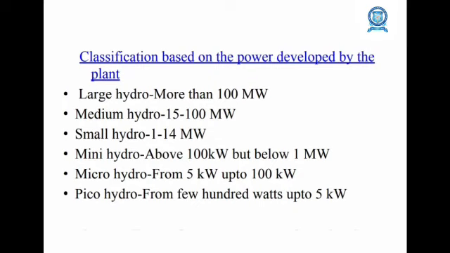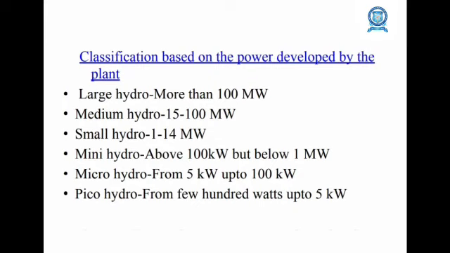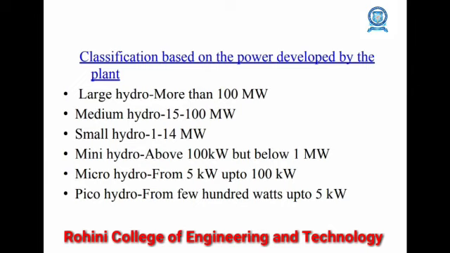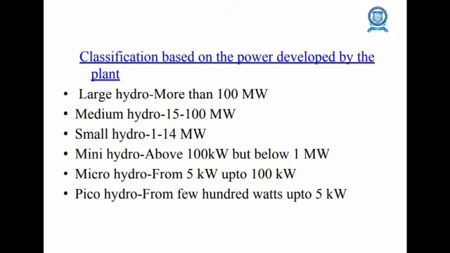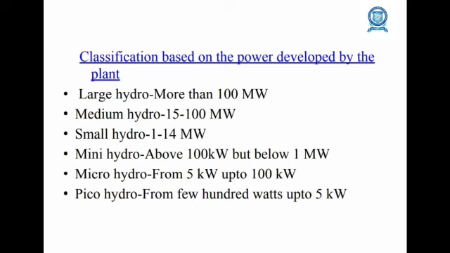The fourth classification is based on the power developed. The first one is the large hydro power plant, which can produce more than 100 megawatt. The second one is the medium hydro power plant, which can produce from 15 to 100 megawatt. The third one is the small hydro power plant, which can produce up to 14 megawatt.